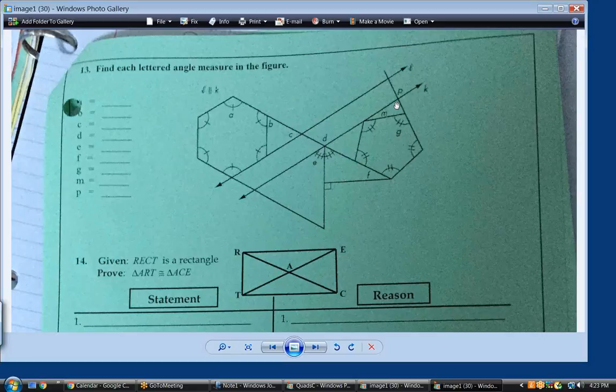Because they're vertical angles. Oh, now hold on. You added M to this angle to get your 96, did you not? 24 and 72. So this is 180 minus, yeah. So that one's 84. Yep. That's what P is, 84.